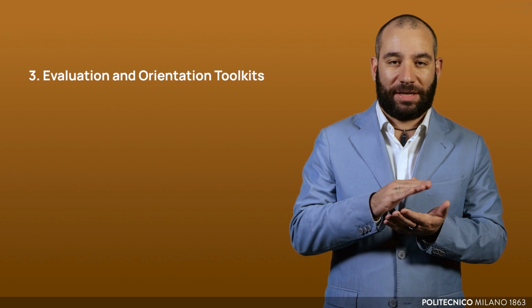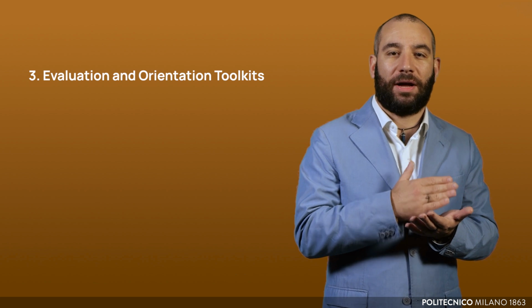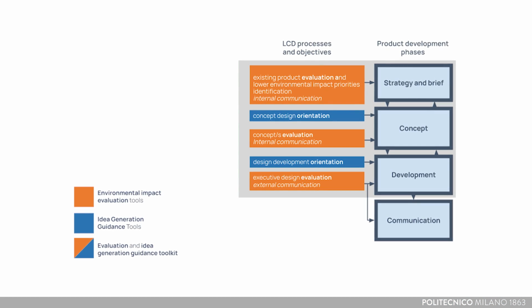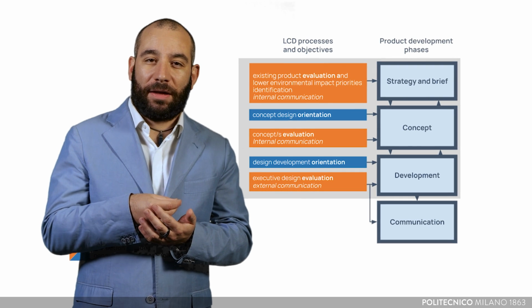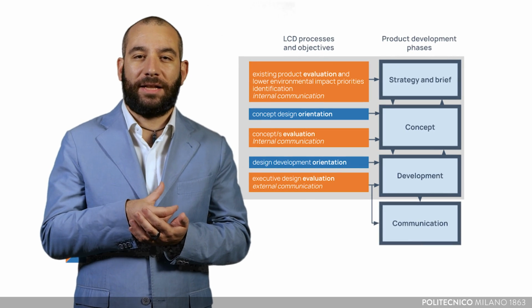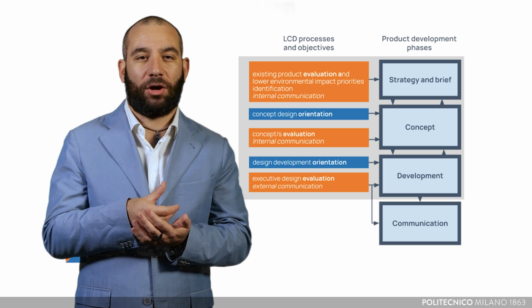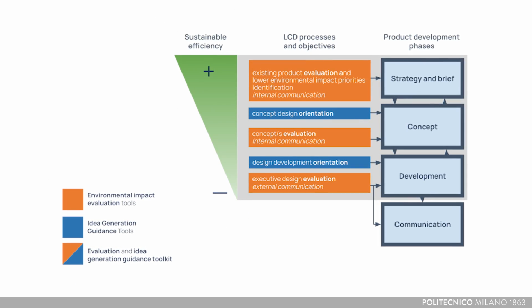Meanwhile, the third category is represented by toolkits. These toolkits support both the evaluation of the environmental impact and the orientation of the idea generation. Therefore, toolkits provide cross-cutting support to the designer throughout all design phases. The use of these tools is most effective when applied in the early stages of the project. It is at this point that the designer can define the brief and generate concepts with low environmental impact. At this stage, we have greater freedom and more opportunities for innovation.